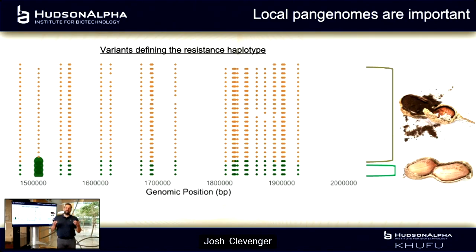And we could only do that with a pangenome. We can't do that otherwise. Even if we had one resistant genome and one susceptible, we wouldn't be able to understand the actual haplotype that is defining that resistance. So really powerful.